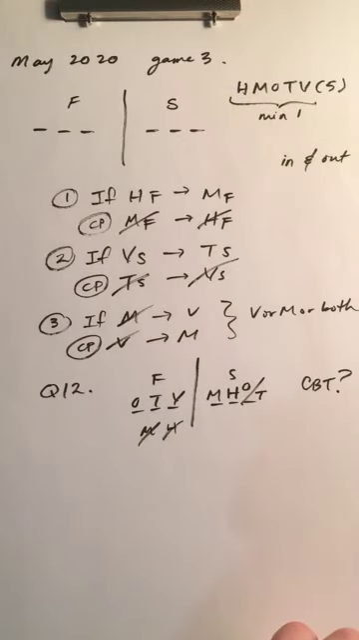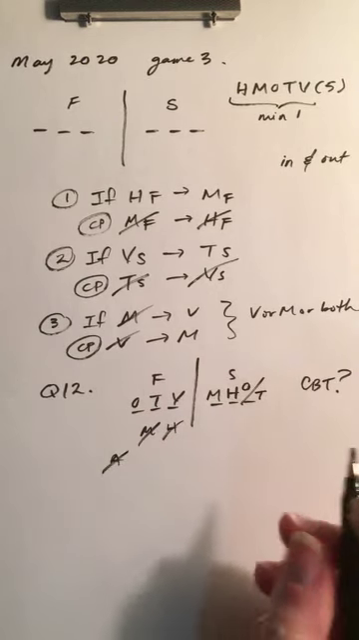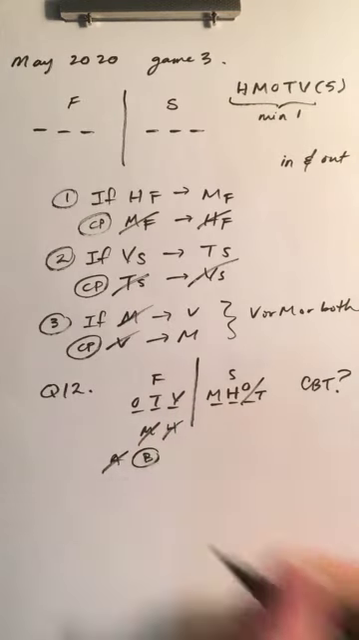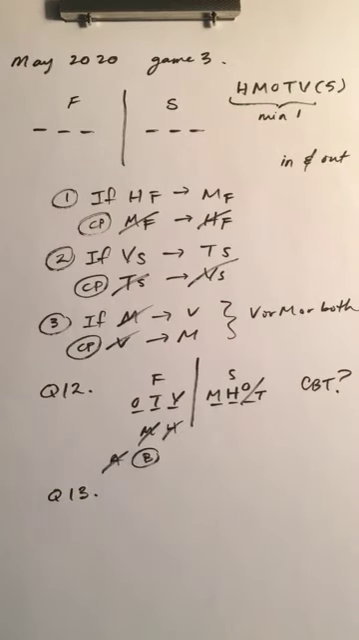Okay, so what could be true? A can't be true. We can't have H in both. T in both, yes, that's possible. So B is the correct answer. Okay, moving on to question 13.